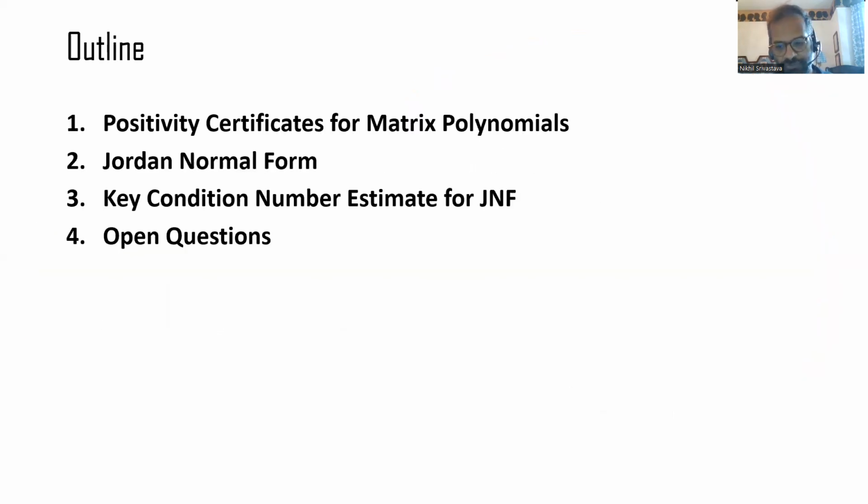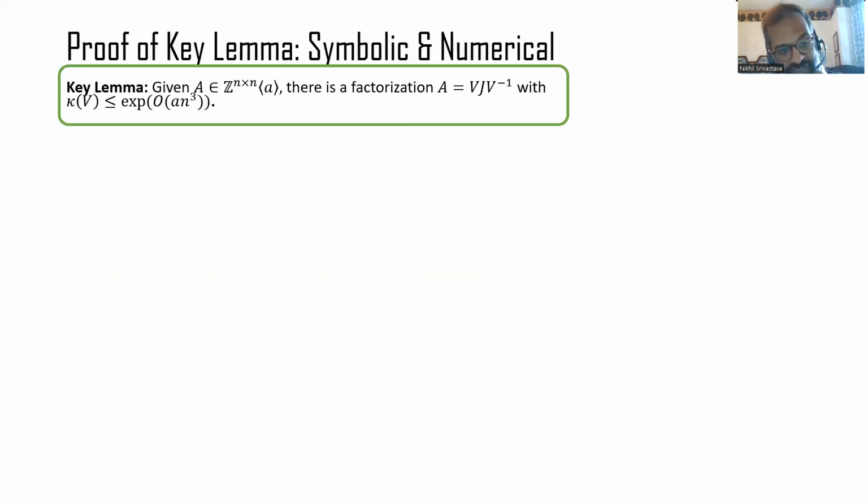Okay, so let me now tell you the proof of this key condition number estimate. So this is the key lemma. Given an integer matrix A, there's a Jordan normal form where the similarity has condition number at most exponential in n cubed. This proof combines both symbolic and numerical techniques. It doesn't do anything that fantastically new. It just combines techniques from a bunch of different areas.